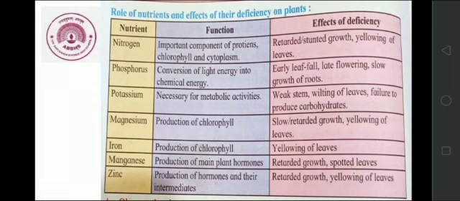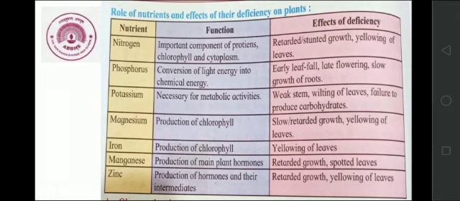Fourth is magnesium. It is necessary for production of chlorophyll. Its deficiency causes slow or retarded growth, yellowing of leaves. Fifth is iron. It is necessary for production of chlorophyll. Its deficiency causes yellowing of leaves. Sixth is manganese. It is necessary for production of main plant hormones. Its deficiency leads to retarded growth, spotted leaves.